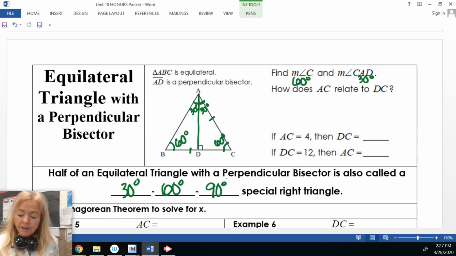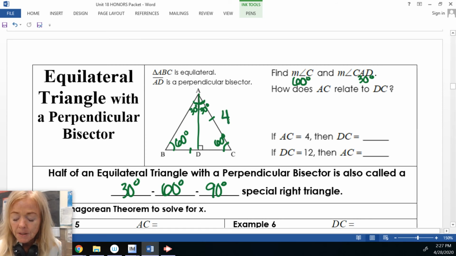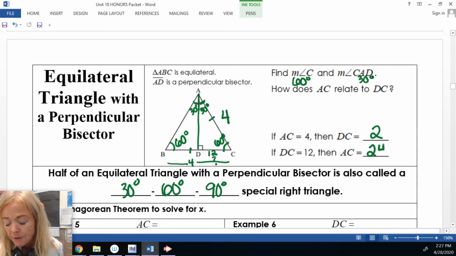All right, now if AC is 4, then what will DC be? If AC is 4, DC is going to be half of 4 because this whole side will be 4. So DC will have to be 2. And if DC is 12, so if DC right here is 12, then AC would have to be double that, which would be 24. Okay.